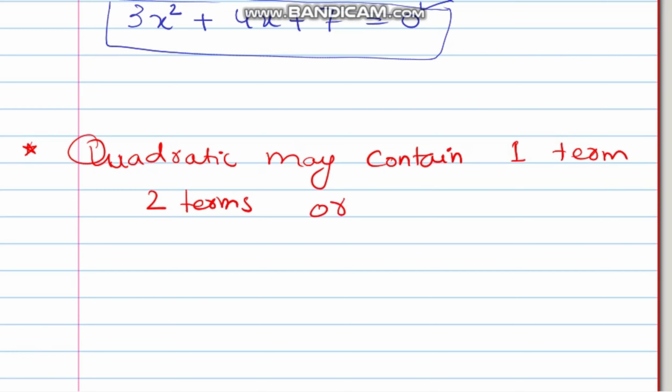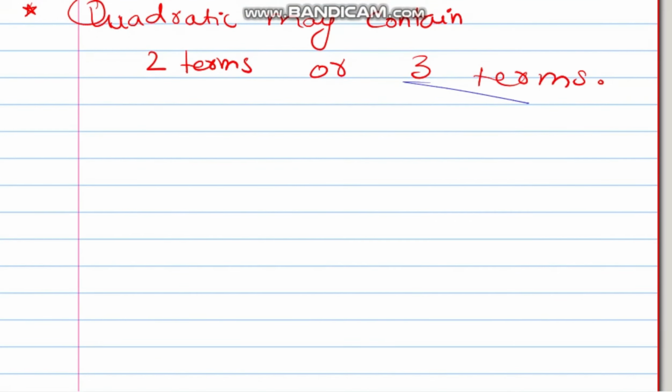or sorry, it cannot contain one term. In any case, there will always be two terms or three terms. Let me write it in clear form: it may contain two terms or three terms. What is meant by two terms or three terms? Let me explain it to you now.